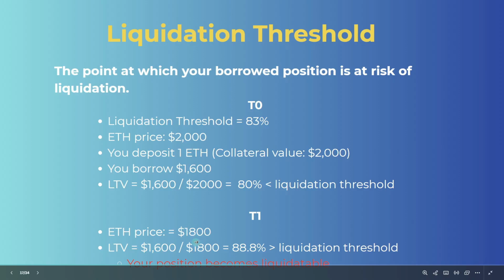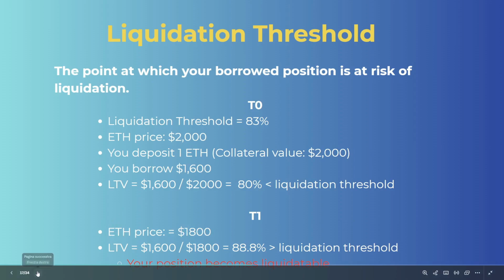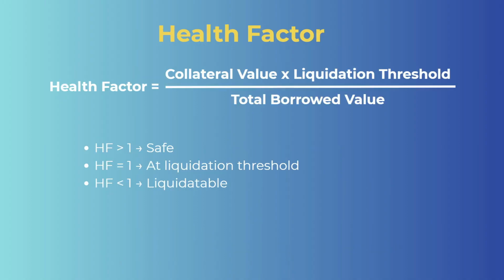Let's imagine that at time 1, so later on in time, the ETH price falls from $2,000 to $1,800. The loan to value in this case will be 1,600 divided by 1,800, which means we have a loan to value of 88.8%. So we are above the liquidation threshold, so our position becomes liquidatable. We can be liquidated.